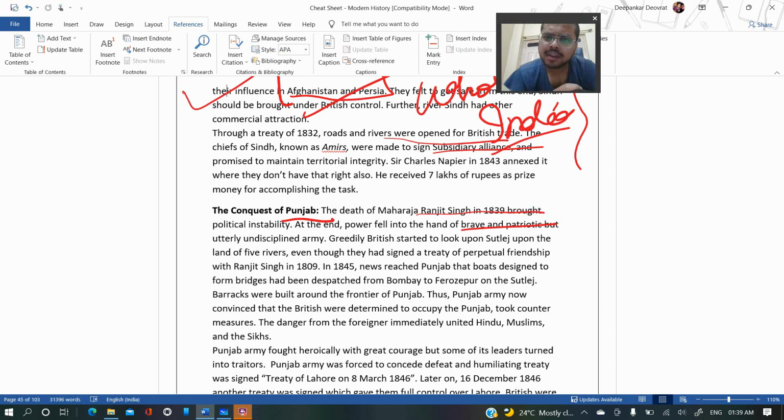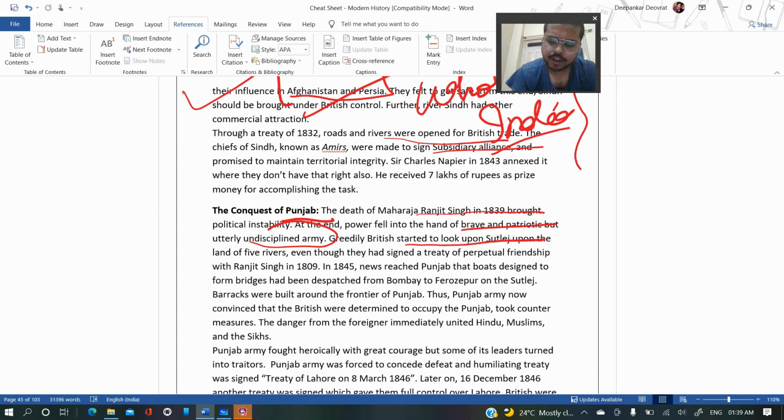But within them, even when the commanding position was given, they were not able to adhere to it. They quarrel within themselves, they take their own decisions now, and this led to disunity among them. So that's why it is mentioned as an undisciplined army. So greedily the British started to look upon the Satluj, upon the land of five rivers.